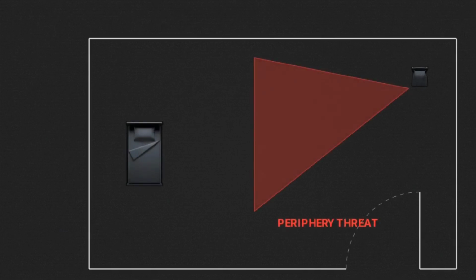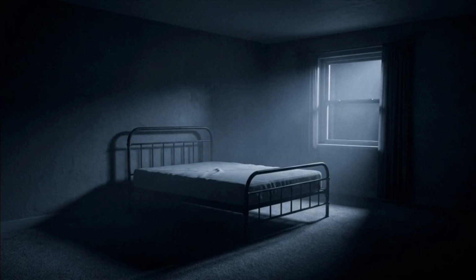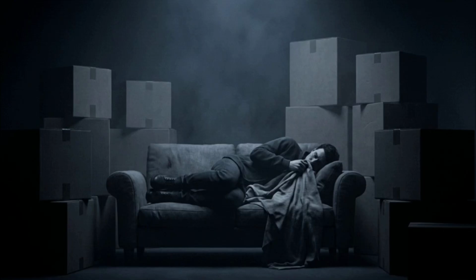This single moment represents the total collapse of the room's proxemics. The entity has abandoned the periphery and successfully invaded the victim's intimate zone. The story leaves us with a grim epilogue. The narrator completely abandons their bedroom, fleeing in a desperate attempt to rebuild physical distance between themselves and the threat.